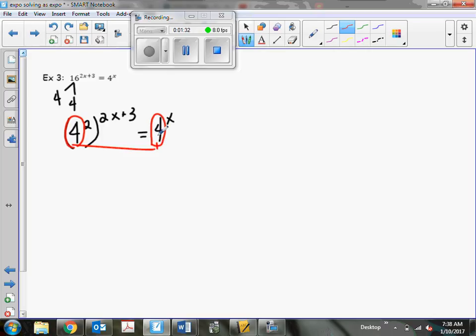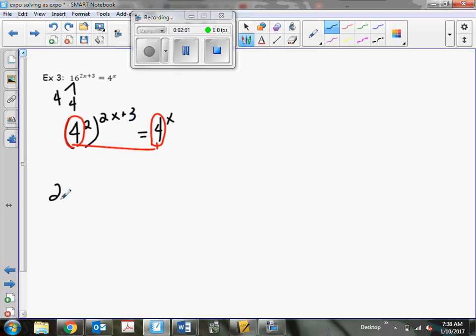We can drop our bases and concentrate on just those exponents. Now here's where you have to be careful. This exponent of 2 raised to the 2x plus 3 still has to apply. All of it, not just the 2x plus 3. You have to now do the 2 times the 2x plus 3 because this is a property rule of the power to a power. Whenever we have a power to a power, you multiply these two together.